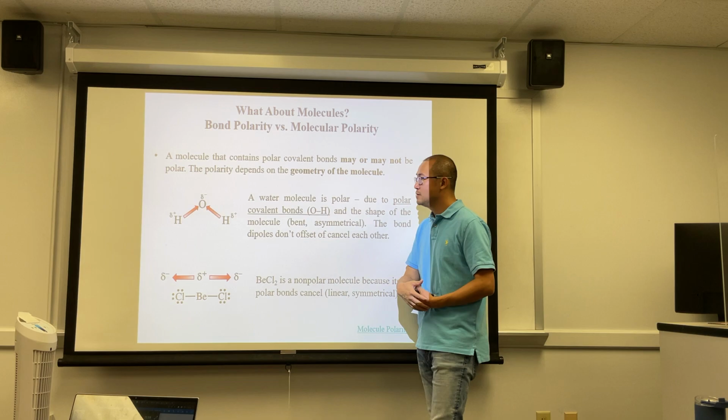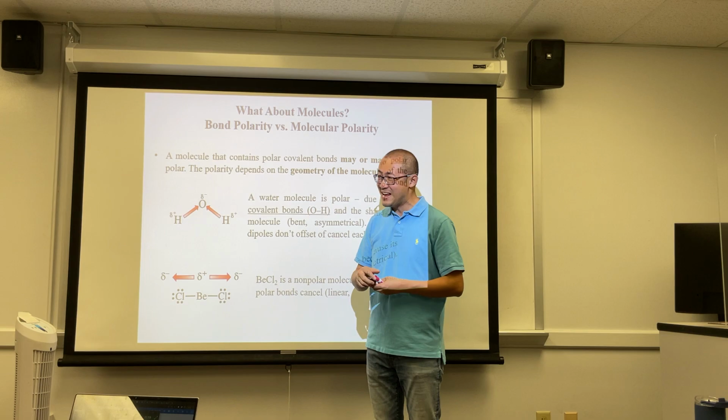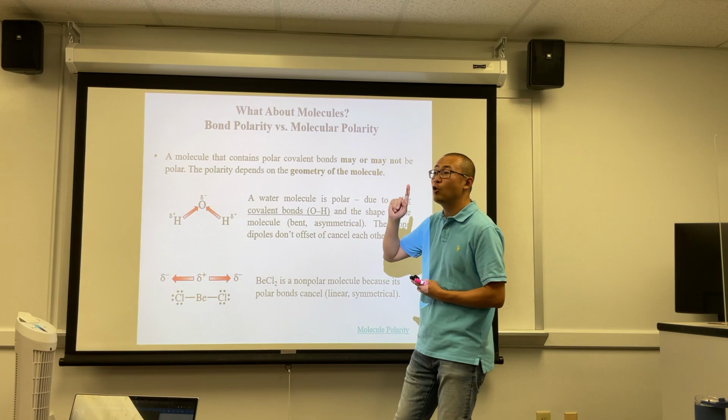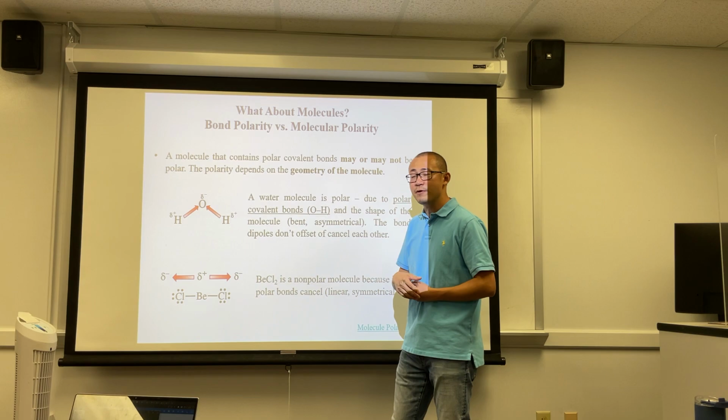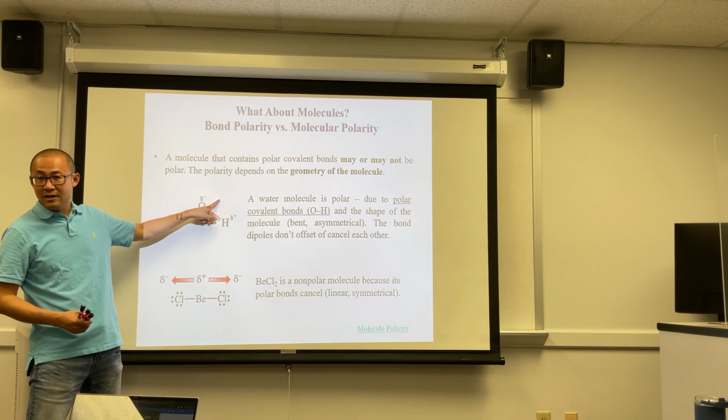But if you look at the geometry of the molecule, again, water geometry is what? Bent. Is that right? Bent is considered a non-symmetrical geometry. Asymmetrical means what? It's not symmetrical. Why do I say not symmetrical? You can imagine like that. We know when the bond is polar, we will have an arrow pointing where? Points to oxygen. Is that right? This bond is also polar. We have an arrow pointing where? Points to oxygen. Think about it.